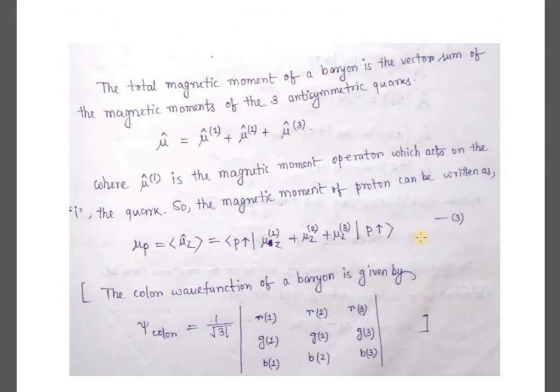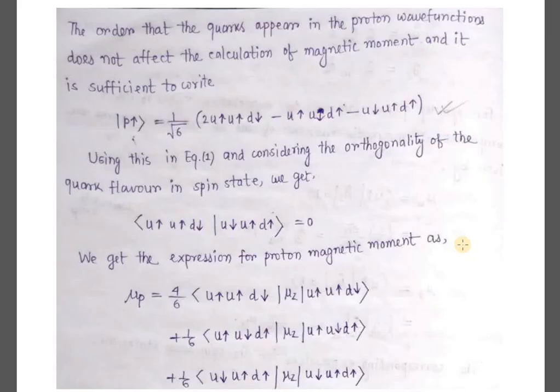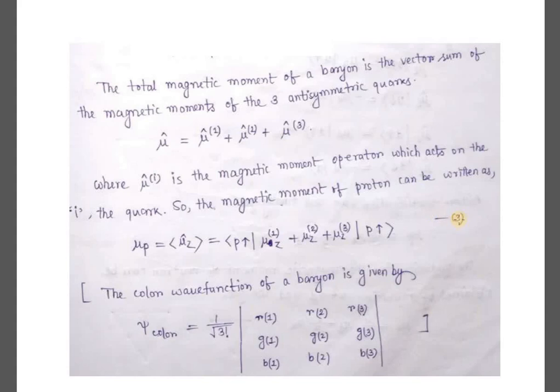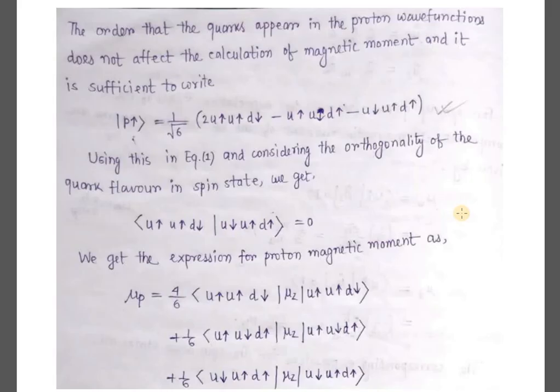Yeah, here proton, it should be equation 1, 3. If we use this in equation 1, okay, so this should be equation 1, not 3. And if we use that, then using the orthogonality of the quark flavor in the spin state, which is this expression, you can work it out, and then we get the expression for the proton magnetic moment as follows. See, the 3 terms are here.